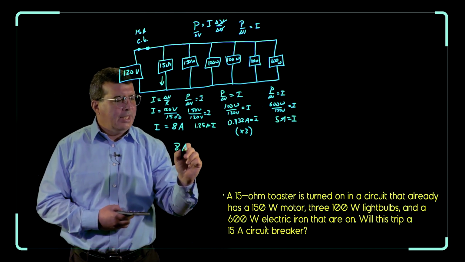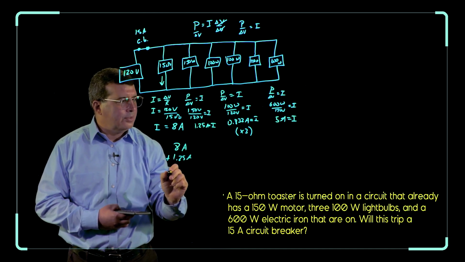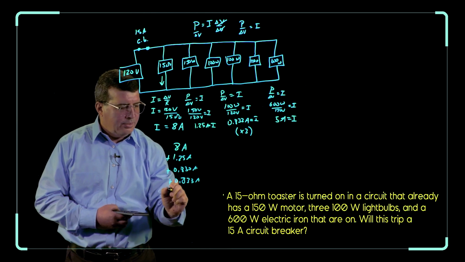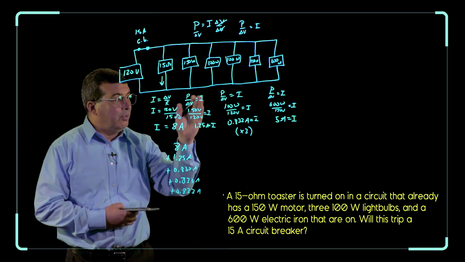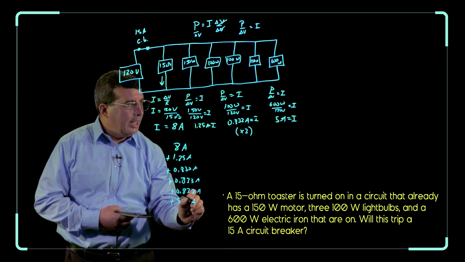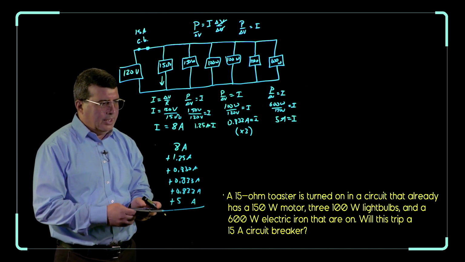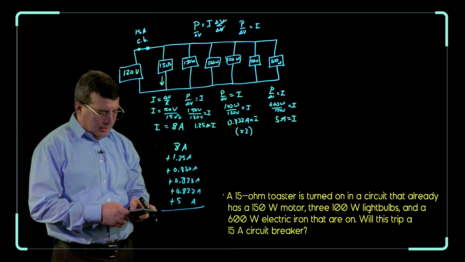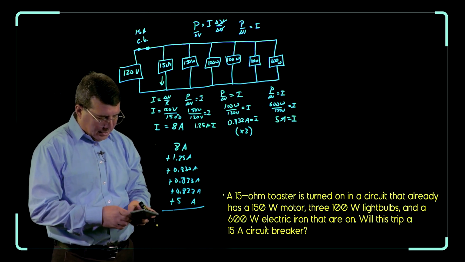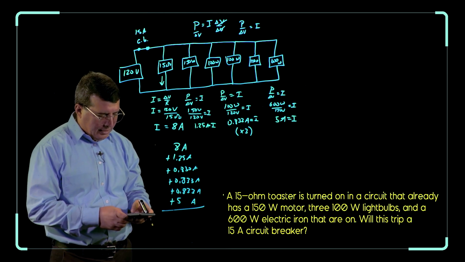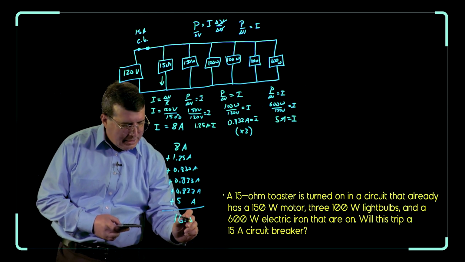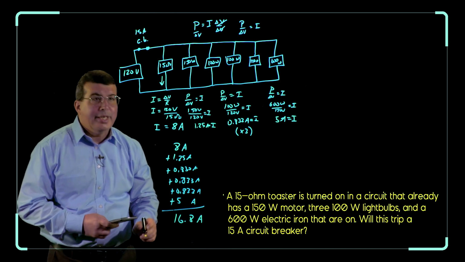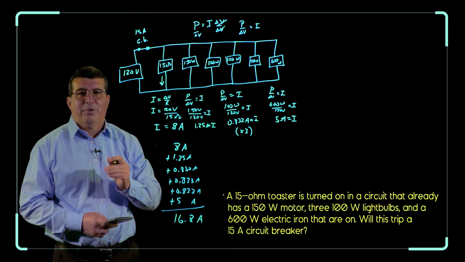So I have 8 amperes plus 1.25 amperes plus 0.833 amperes plus 0.833 amperes plus 0.833 amperes, because I have three bulbs, plus 5 amperes. Total all of those up, and I have 8 plus 1.25 plus 0.833 plus 0.833 plus 0.833 plus 5, and I get a total of 16.8 amperes. So that is too much for the circuit breaker, so that circuit breaker will definitely trip.